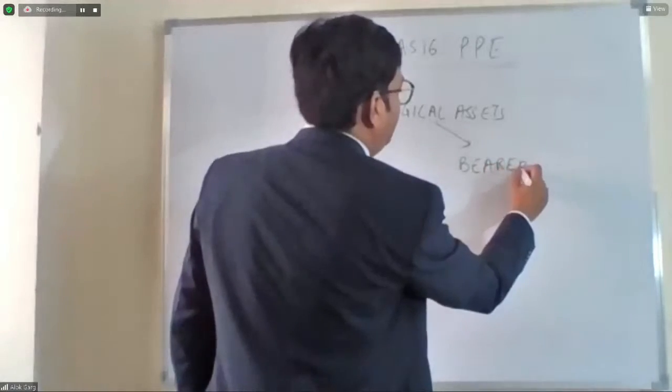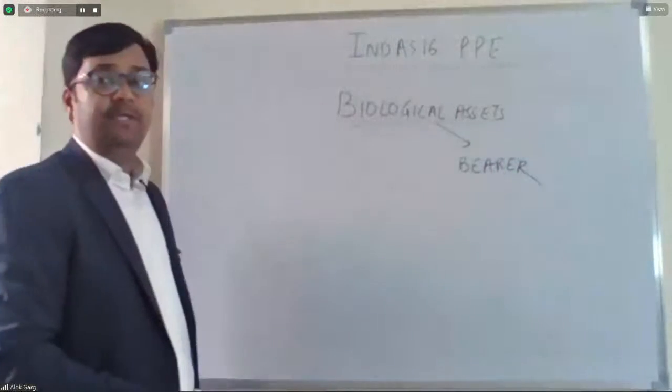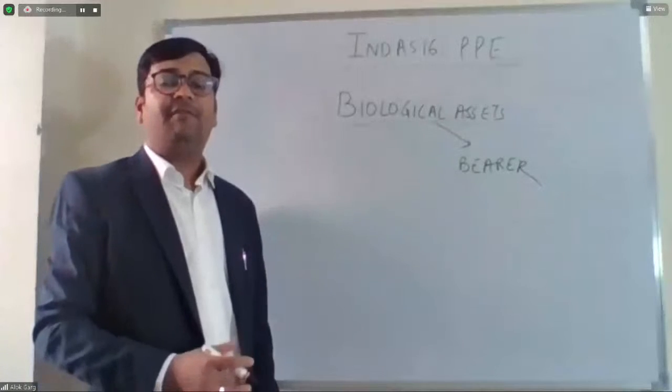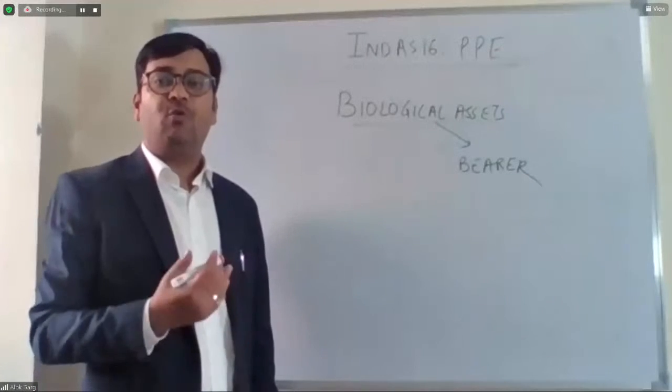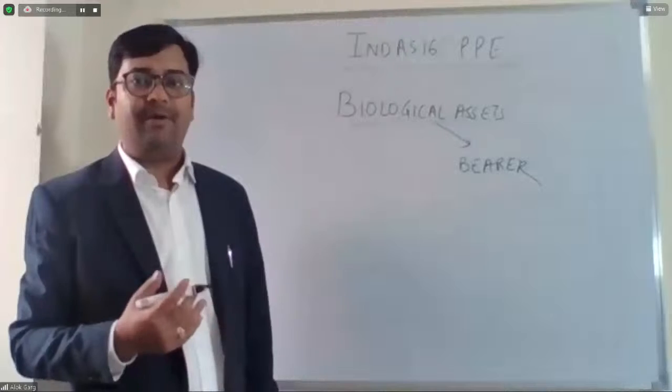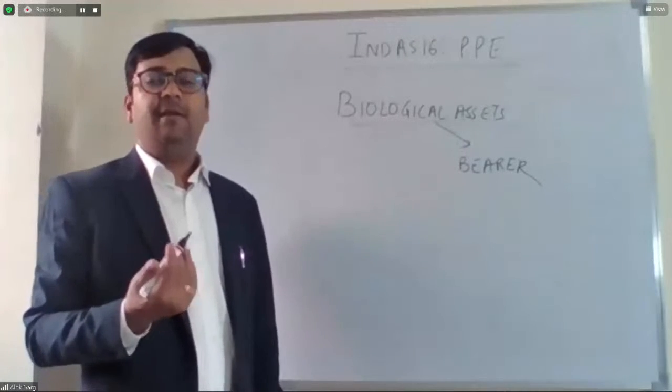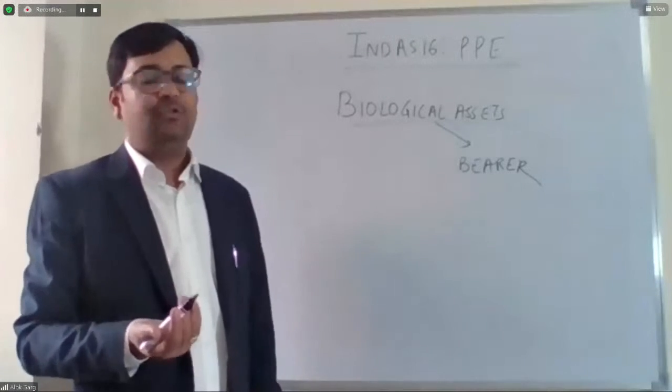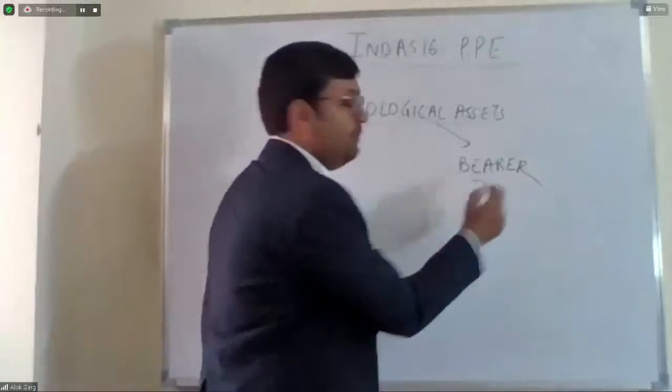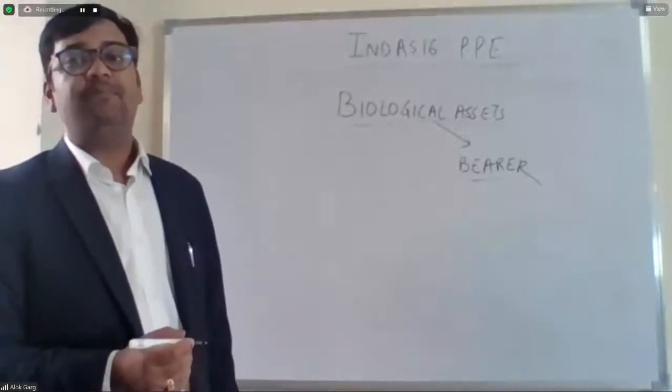Bearer plant means the plant which bears the fruits or output for more than 1 year. For example, rubber tree, palm tree, mango tree. So these provide fruits for more than 1 year. So these are known as a bearer plant.